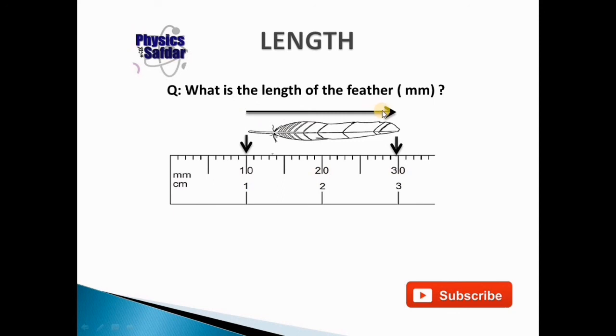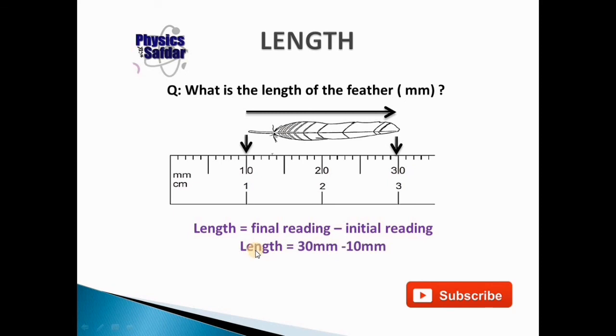What type of relation we need to solve this question? Follow this equation. The length of any object is equal to final reading minus initial reading. And you know well, in this question, the final reading is 30 millimeter, initial reading is 10 millimeter. Subtract these numbers, then you will get the exact length 20 millimeter, and that is the result of this question.